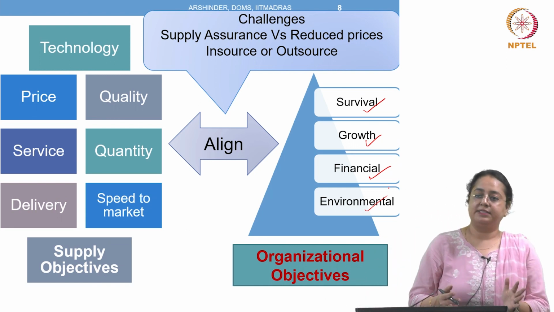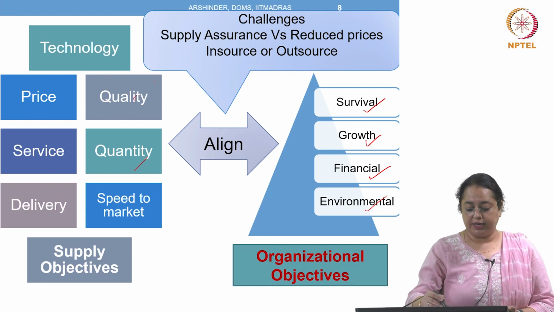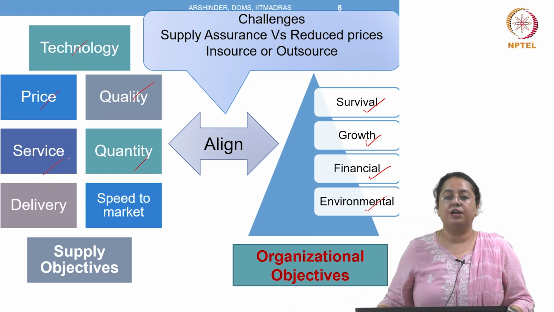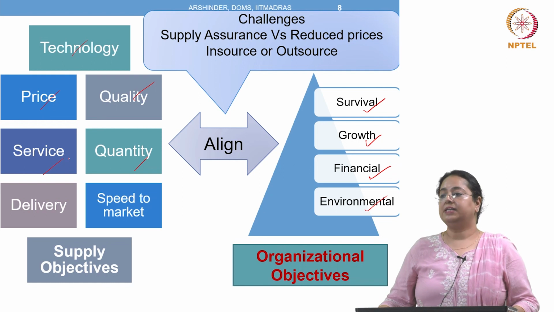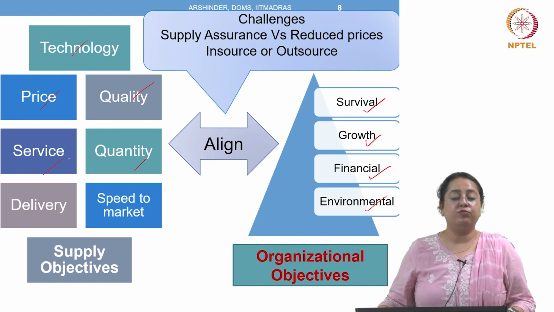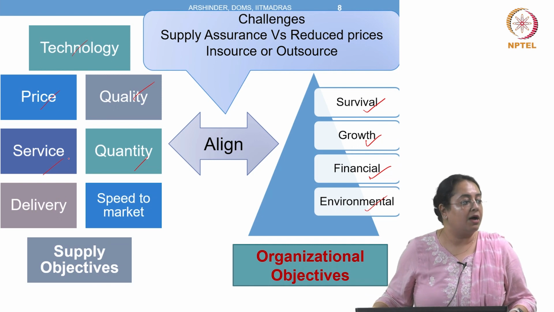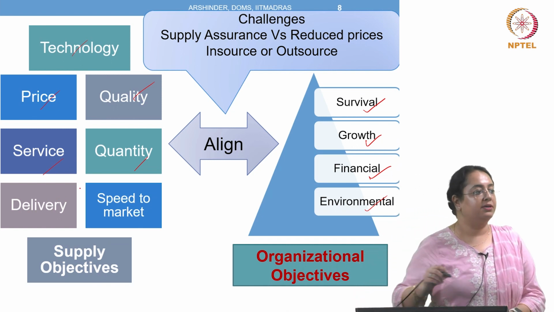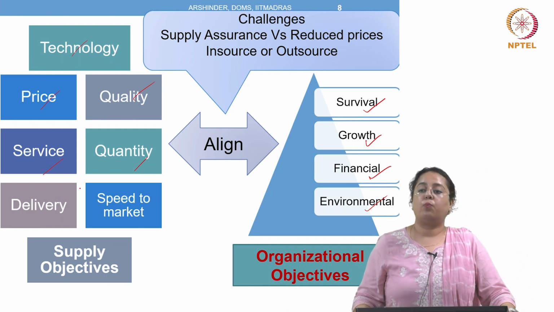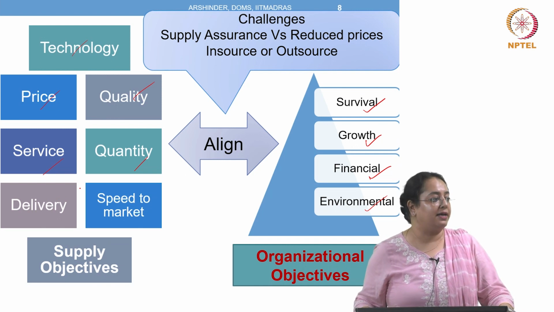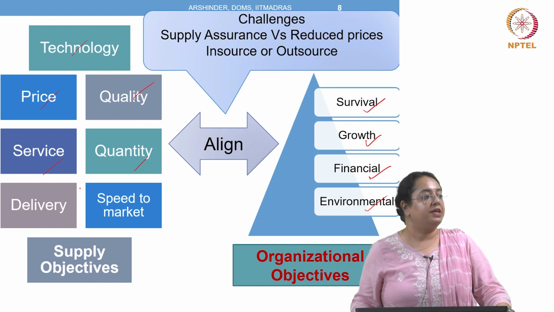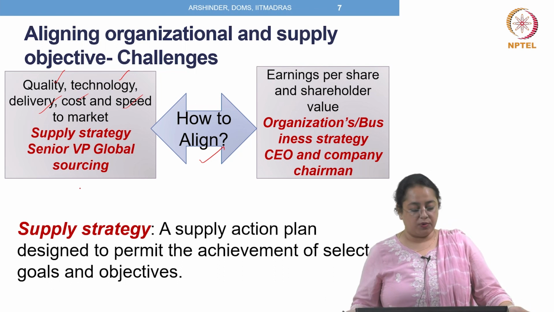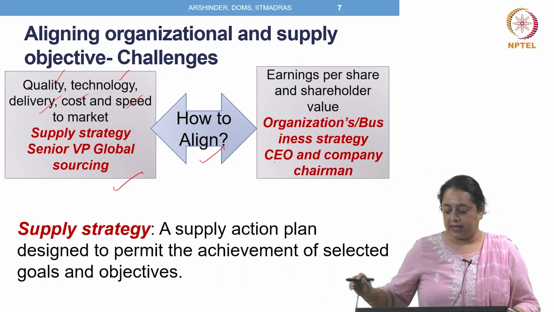But we are talking about supply management, what are we talking about? We are talking right quantity, right quality, right technology, right price, right service, right delivery, right? So, we are talking about these. Now, where is the alignment? Company would be interested in earnings per share, company would be interested in market share, right? We are talking about service, delivery, price. Now, where is the fit? Where is the alignment? Okay. So, this is a very important thing to understand. In fact, this is true for any business function and so is for strategic sourcing, how we can align, right?